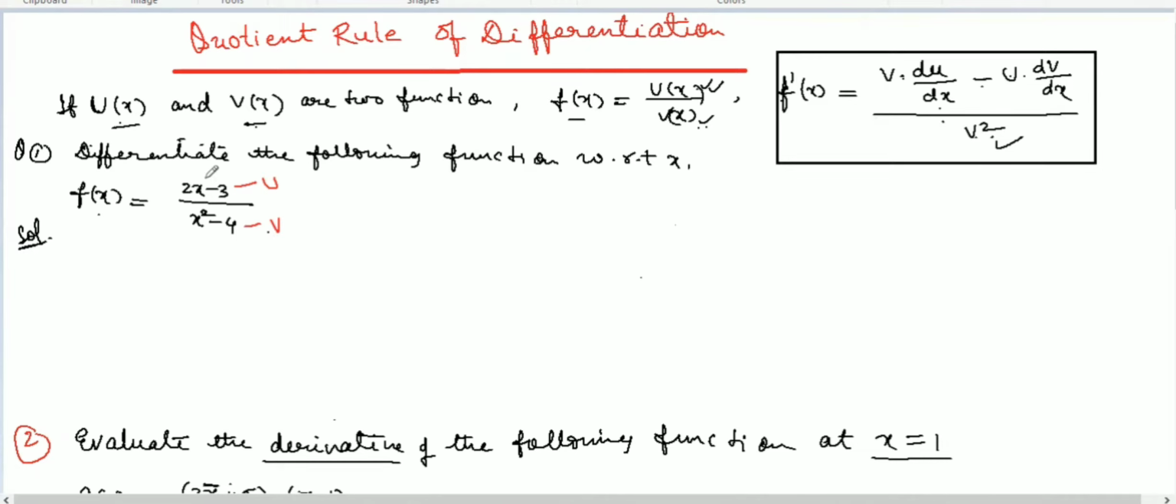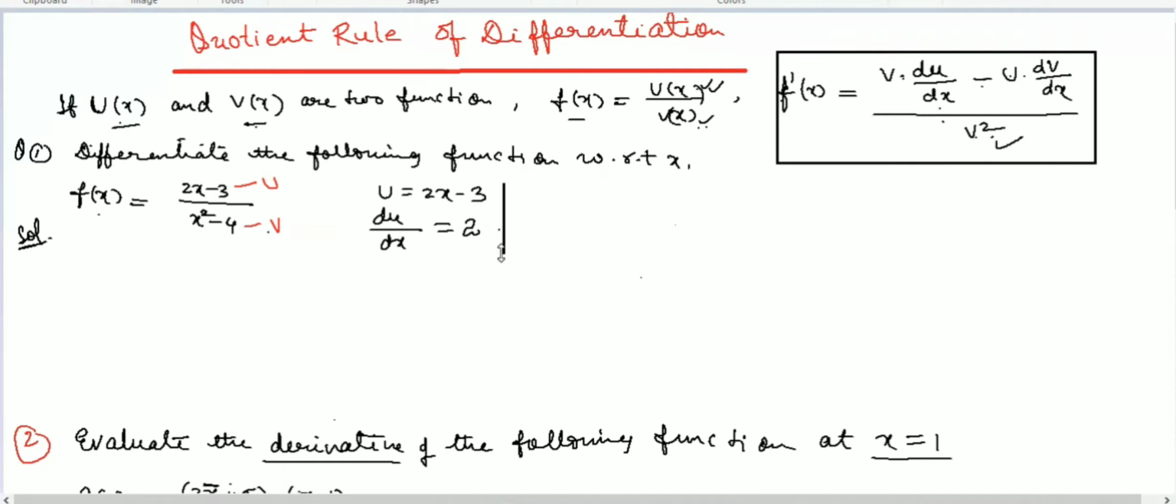So we took 2x minus 3 as u, which is the numerator. So write down here u is equal to 2x minus 3, and find du over dx. Du over dx means we have to differentiate this with respect to x. So the differentiation of 2x is 2, and this is the constant term, so the differentiation of the constant term will be 0. So no need to write the 0 here.